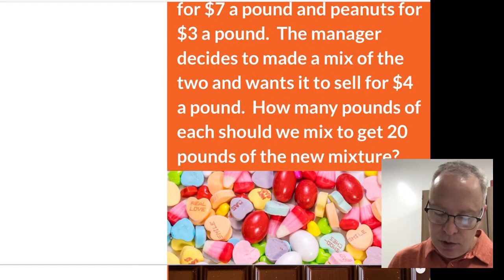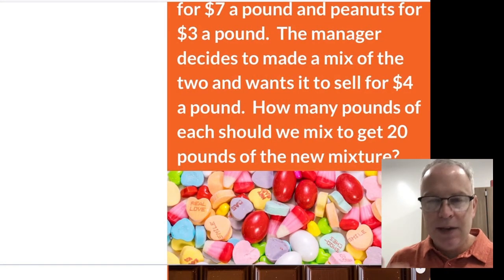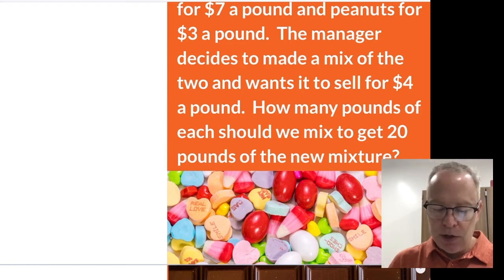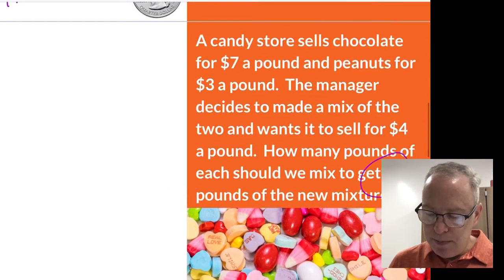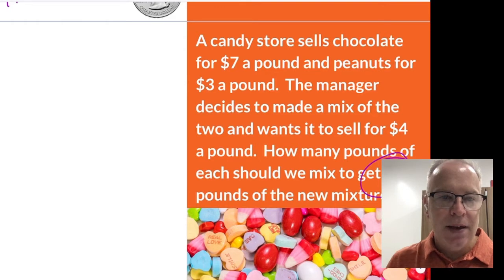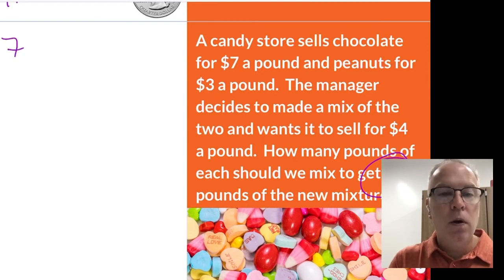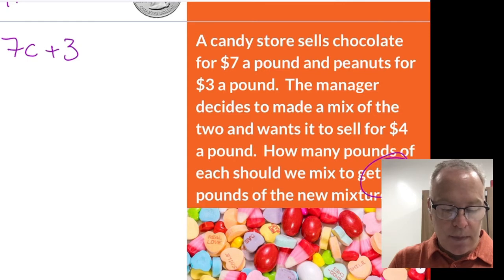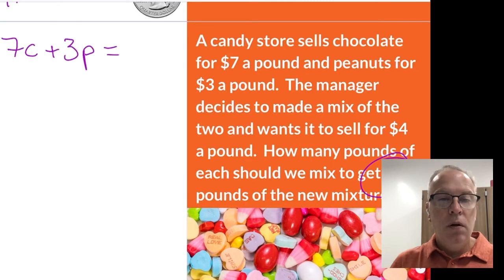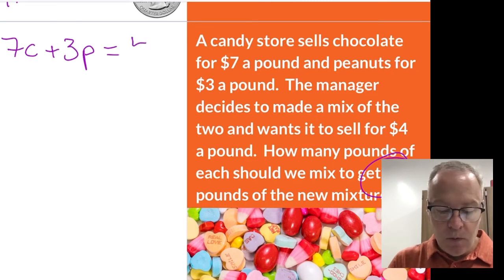How many pounds of each should we mix then if we're going to make a 20-pound mixture? So actually this 20-pound number we're not going to use until the end. So a candy store sells chocolate at $7 a pound, so I'm going to put 7c, plus $3 a pound for peanuts, equals, we want that to equal $4.